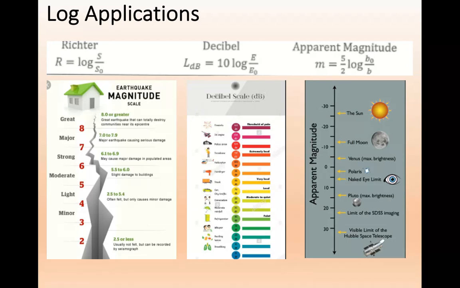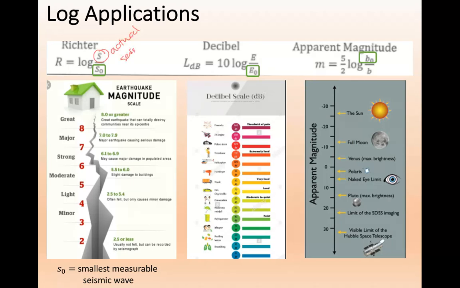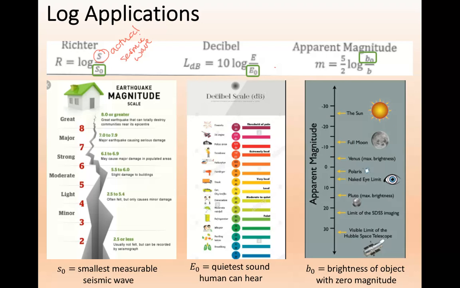So what do these actually mean? S sub 0, E sub 0, and B sub 0. S sub 0 is the smallest measurable seismic wave. S is the actual seismic wave. E sub 0 is the quietest sound a human can hear. E is the actual sound.